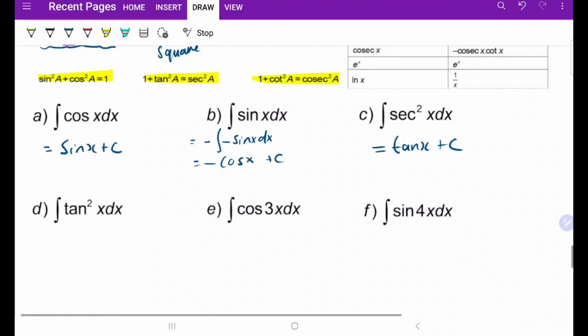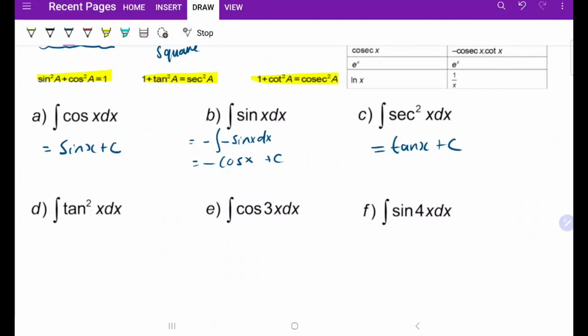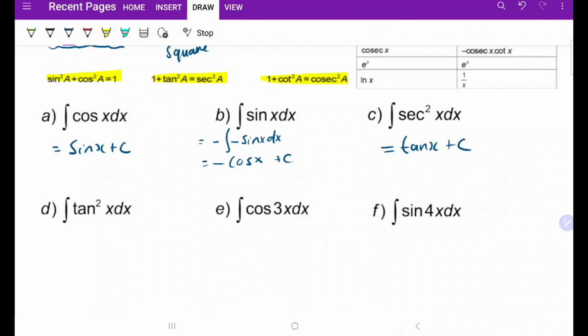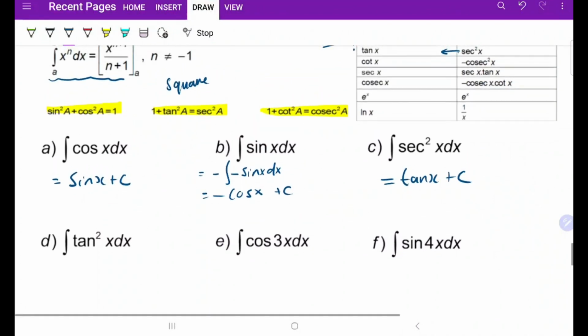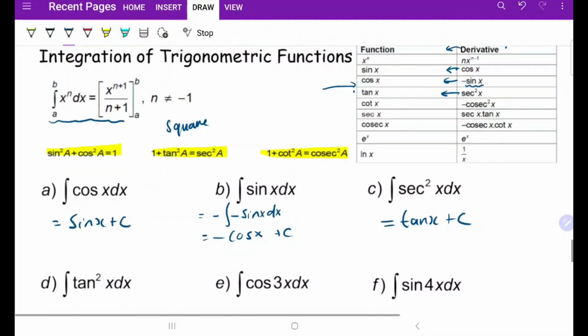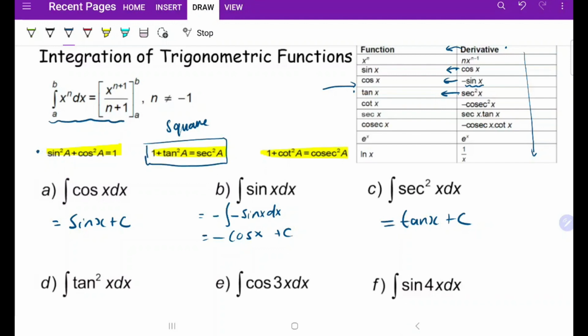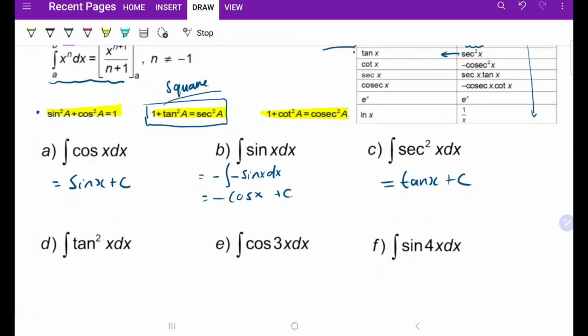So let's look at this next one. We're looking for the integral of tan squared of x. We can see that there is no tan squared anywhere in our derivative side of the table. So what we will do is come back and use our identities. We identify this identity over here, which is the one that's got tan, and then we'll just rearrange that by taking the 1 to the other side. And therefore, by taking 1 to the other side, we'll have that tan squared of a is equal to sec squared of a minus 1.